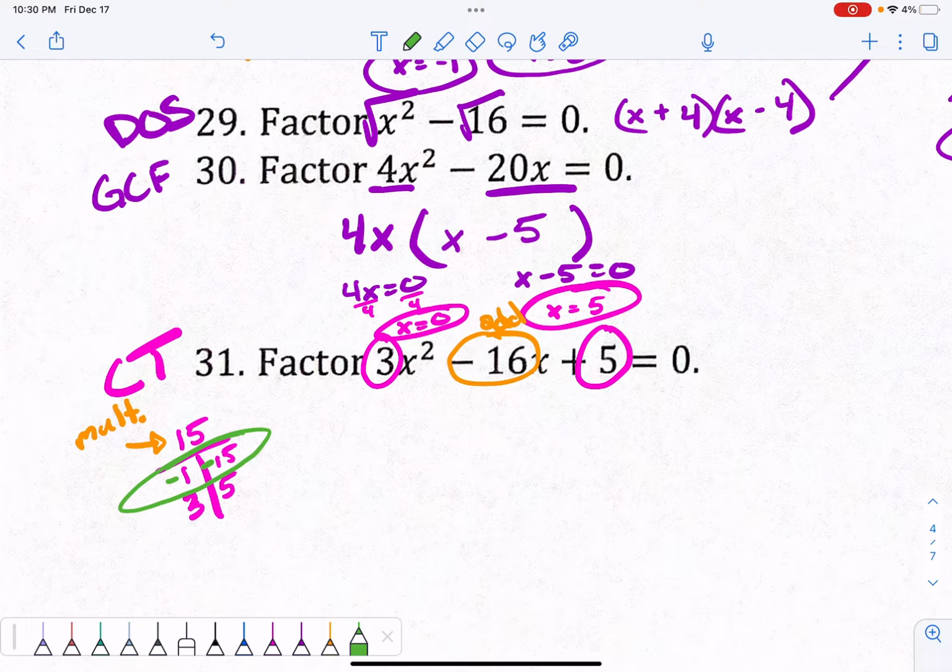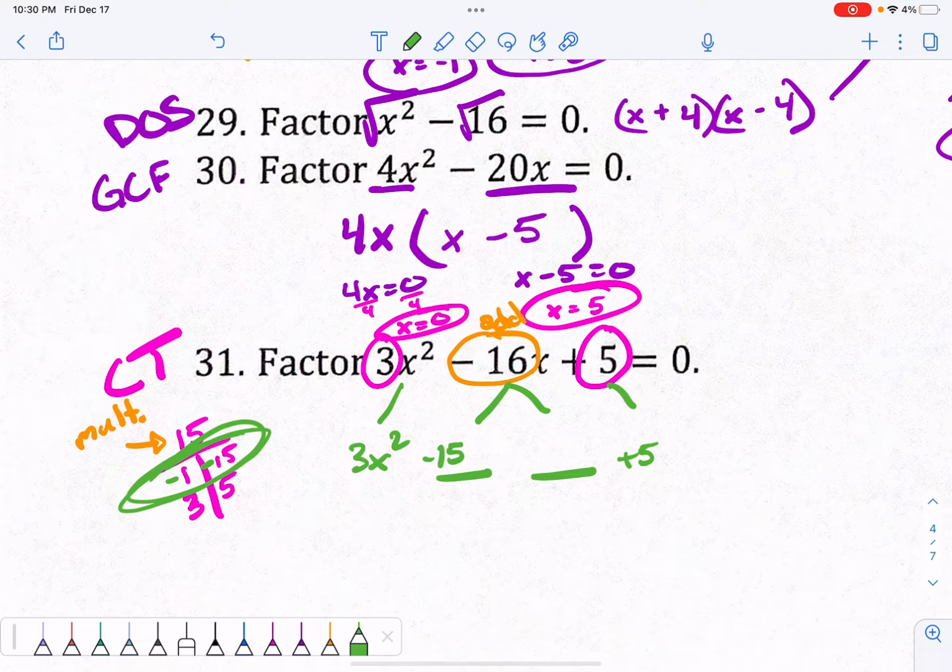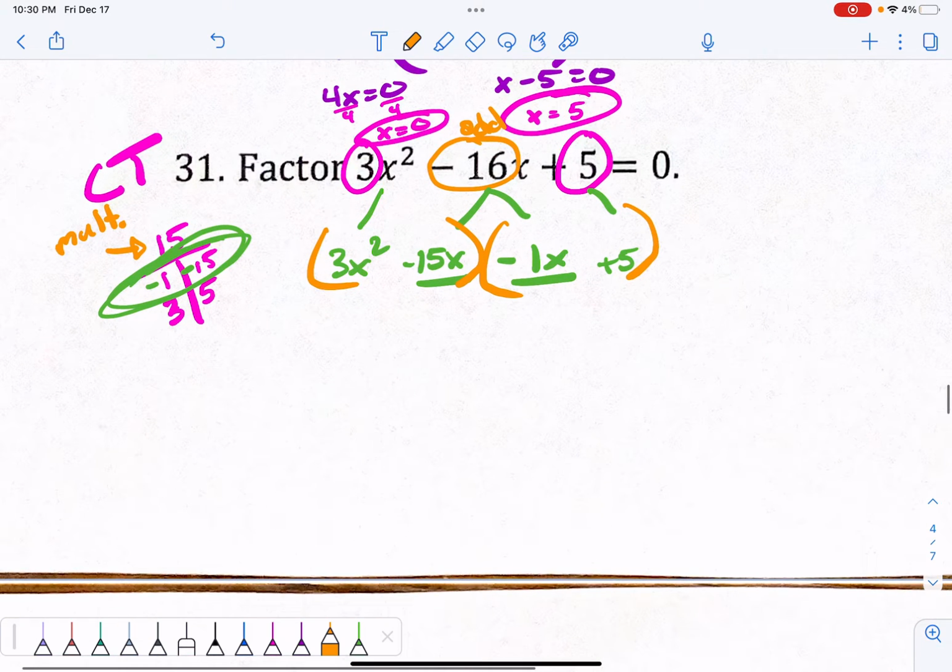So when I break this down, the 3x squared is going to stay just 3x squared. This plus 5 is going to stay plus 5, but the 16 is going to break into the two pieces, okay? And let's see, it doesn't really matter what order you put these in. I'm going to do minus 15x and then minus 1x. Yeah, let's do that. So we're going to use parentheses to group them now, and we are going to pull stuff out of that group. So the first group, I can pull out a 3x, and left over will be x minus 5.